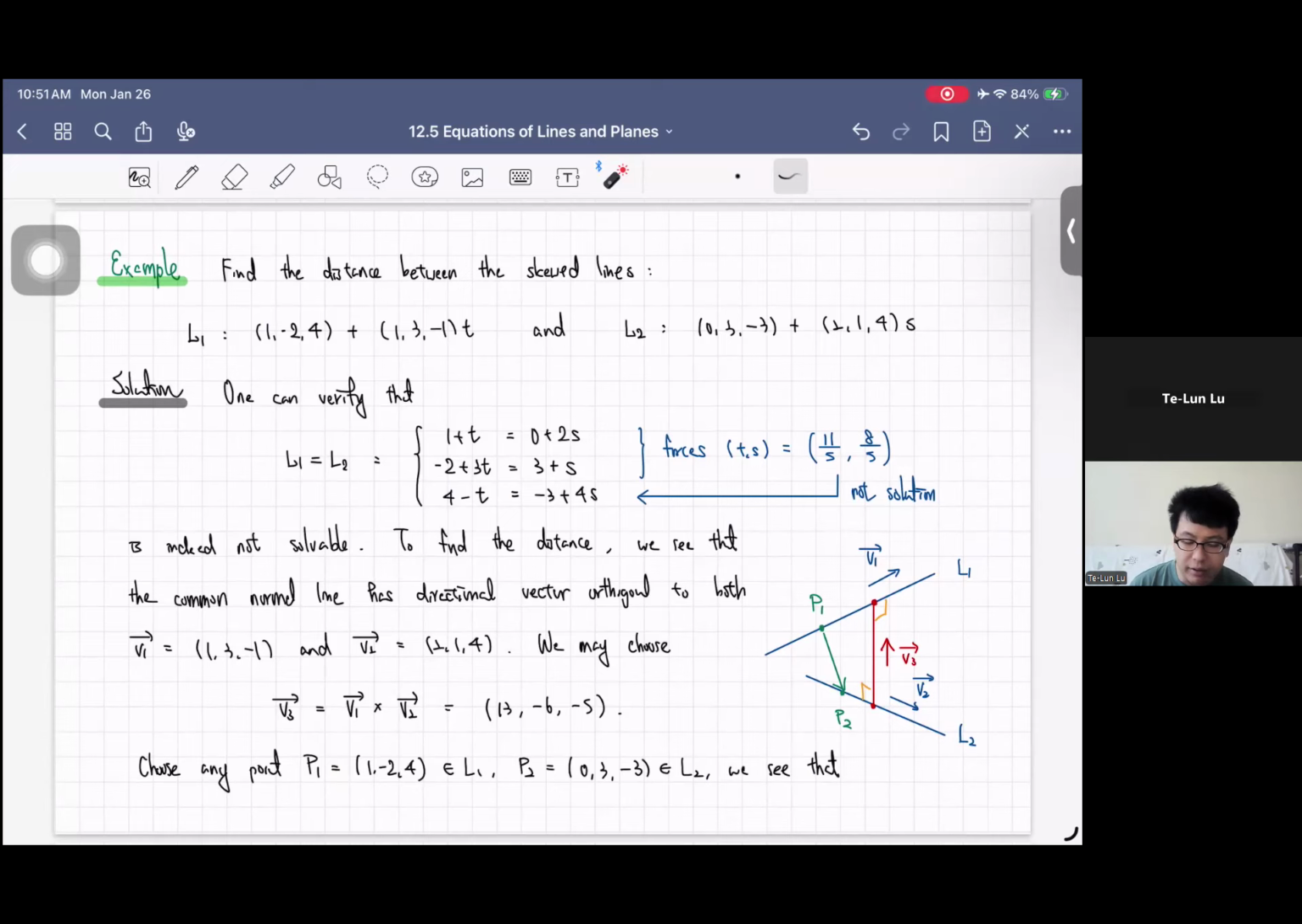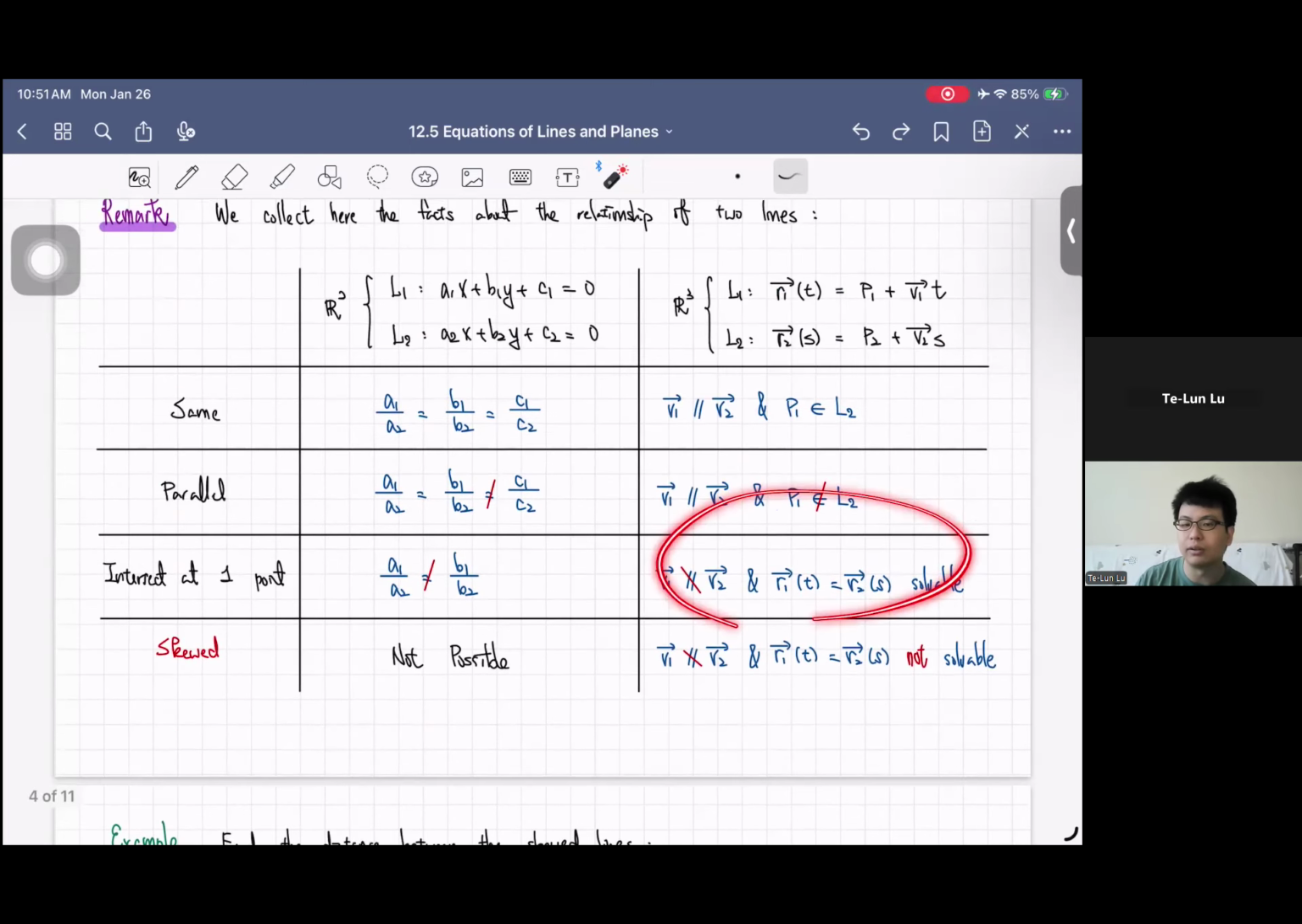So let us define these two lines. L1 equals (1, -2, 4) + t(1, 3, -1). L2 is another line defined in three-dimensional space. So first of all, we can see that these two lines are actually skew. First of all, obviously they have different, not parallel, direction vectors, right? So they either intersect or they're skew, right? Those are two different scenarios.